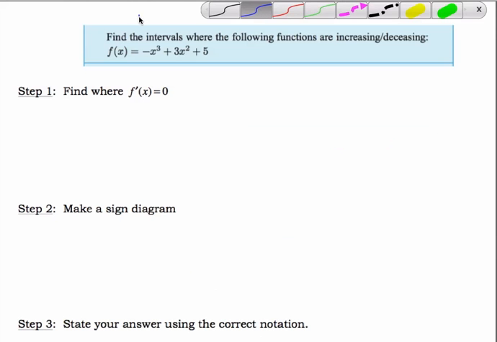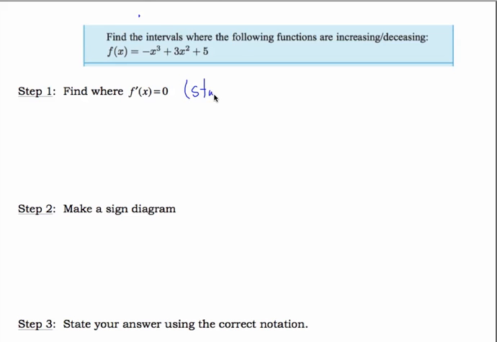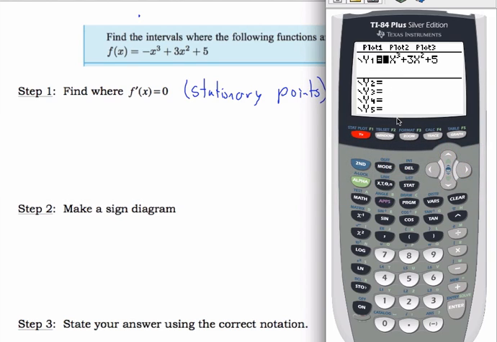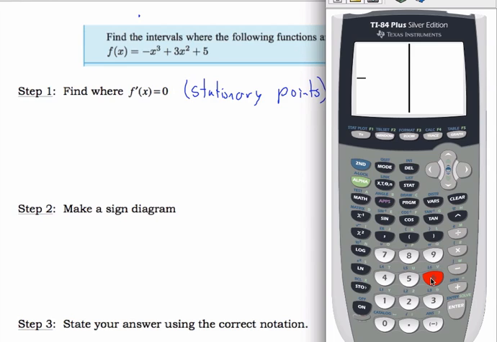So next example, we have this function. We're going to find where the derivative is equal to 0. So in other words, we're looking for the stationary points. When the derivative is 0, it's not increasing or decreasing, and those are called the stationary points. So I'm going to look at the graph on the graphing calculator. I'm going to type in the function, go to Zoom 6, and here's the function.